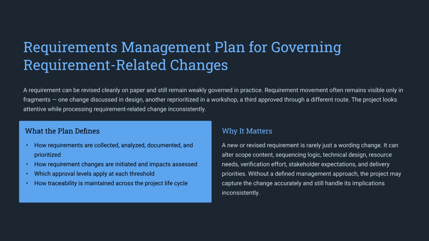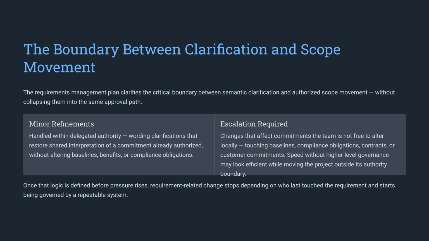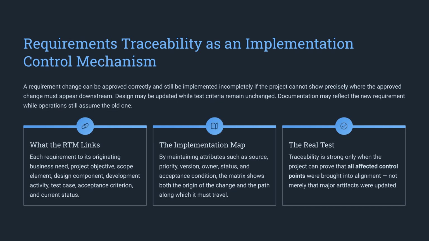A requirements management plan prevents the fragmentation of changes. It provides a structured approach to initiation, impact assessment, and approval, ensuring that changes don't unintentionally alter sequencing, resource needs, or stakeholder expectations. We must clearly distinguish between minor semantic clarifications and actual scope movement. Delegating authority for small refinements keeps the project agile, while critical changes that impact baselines or compliance must always follow an escalation path. The requirements traceability matrix serves as a vital control mechanism.